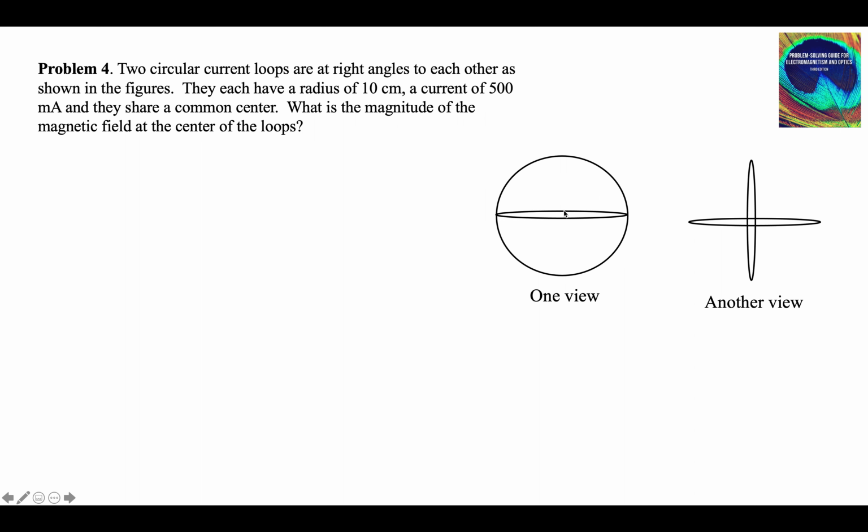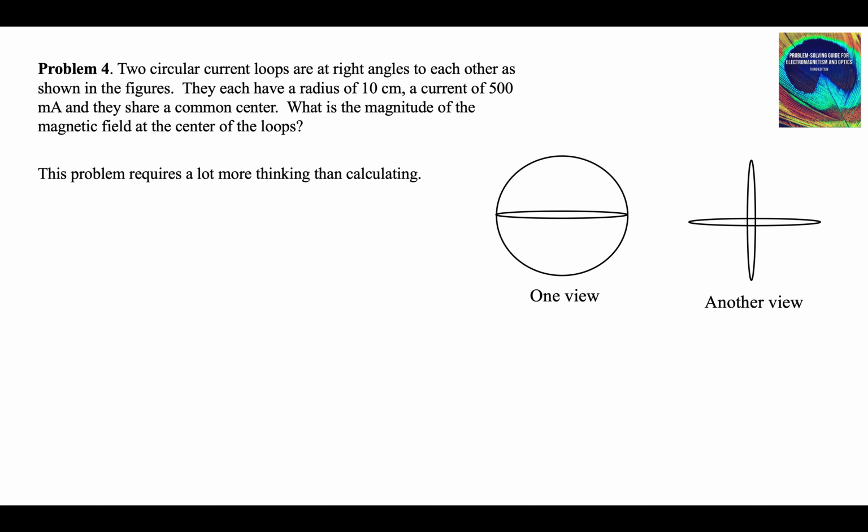Each have a radius of 10 centimeters and a current of 500 milliamps. They share a common center. What is the magnitude of the magnetic field at the center of the loops? So we need the magnetic field at the center, the shared center of the two current loops.